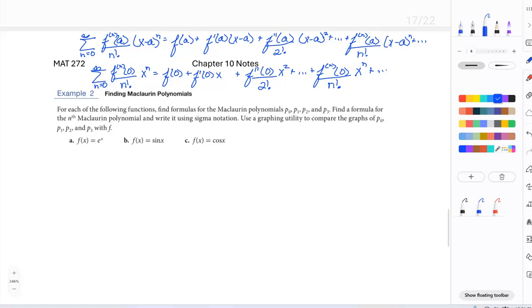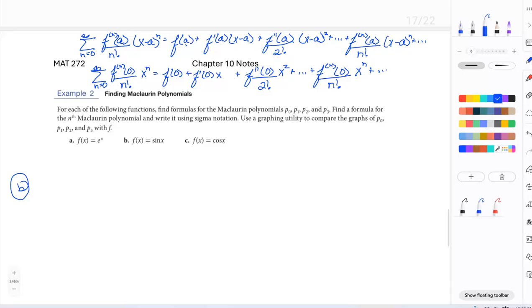So at the top, I've rewritten what my Taylor series would look like. And if we were looking at Maclaurin, we're replacing a with 0 always. So we've got those formulas on this page. Now let's look at what's happening. And like I said, we're going to start with B, looking at sine of x.